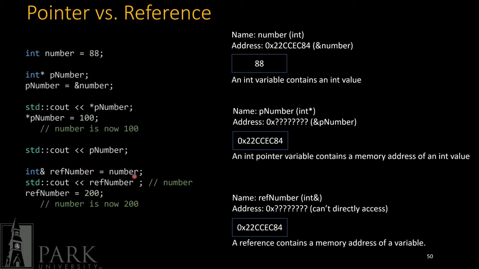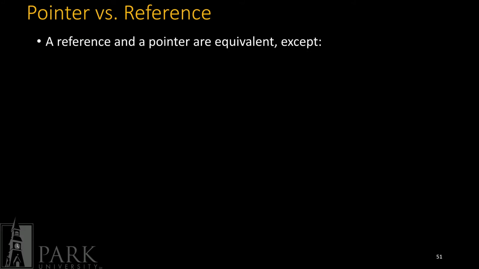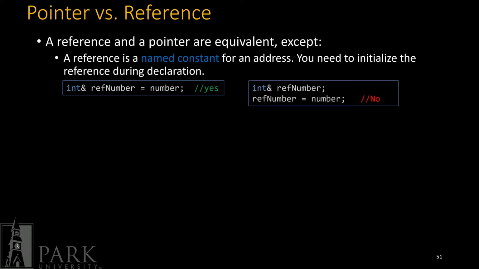So when you declare a reference variable, you just assign it to another variable. You don't have to assign it to the memory of that variable like we do with the pointer here. Okay? So it just kind of handles it behind the scenes. The other difference is once you assign a reference, you can't change it. You can't point it to a different variable. So we went through all that to make the case that a reference and a pointer are pretty much equivalent. The only difference is that a reference is a named constant for an address, and you must initialize a reference during declaration. You can't declare it and then later assign it.